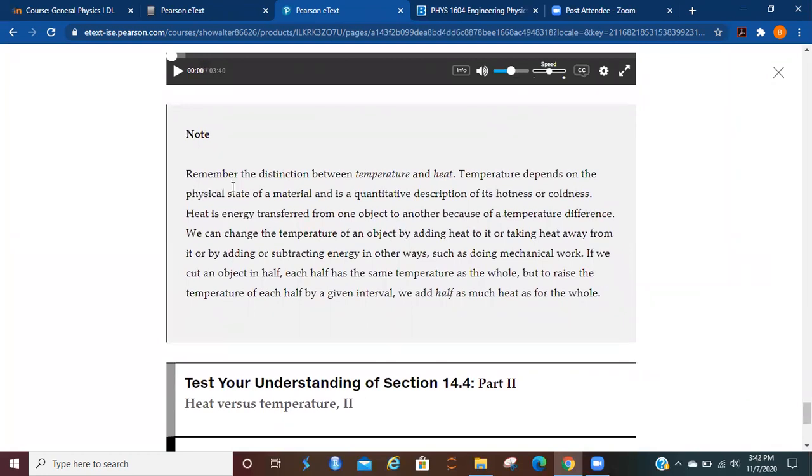Now, remember the distinction between temperature and heat. Temperature depends on the physical state of the material and is a quantitative description of its hotness or coldness. Heat is energy transferred from one object to another because of a temperature difference. We can change the temperature of an object by adding heat to it or taking heat away from it, or by adding or subtracting energy in other ways, such as doing mechanical work. If we cut an object in half, each half has the same temperature as the whole, but to raise the temperature of each half by a given interval, we add half as much heat as for the whole.